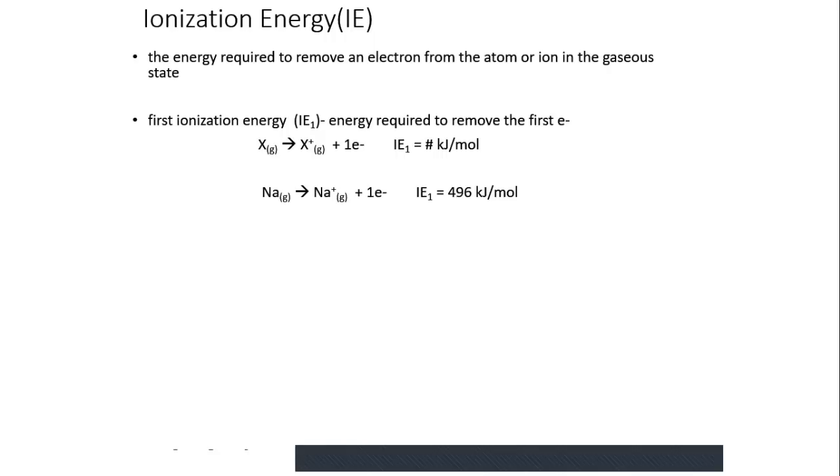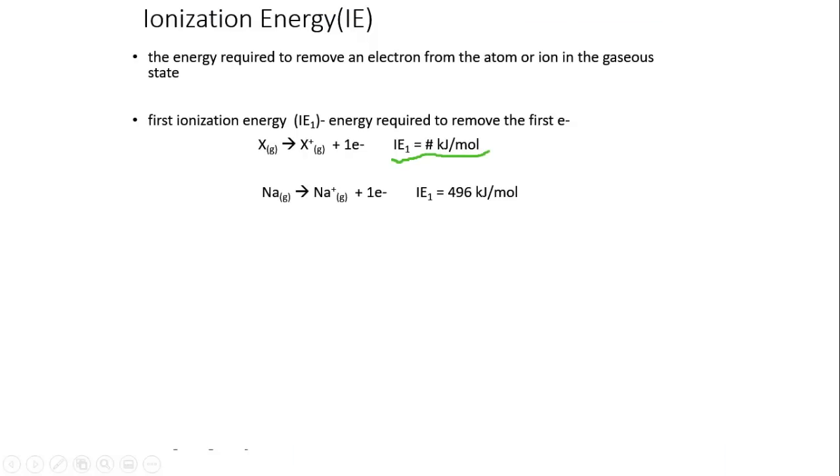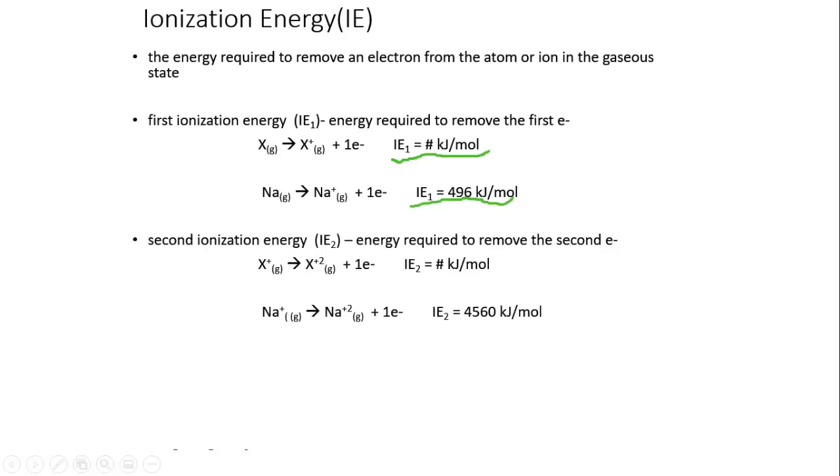If you remove the first electron, it's called the first ionization energy. And you have as many ionization energies as you have electrons. For sodium, the first ionization energy is 496. So if you apply 496 kilojoules of energy, you can remove the outermost electron in sodium. Then if you take that product, apply more energy, you would remove the second electron, which is the second ionization energy.